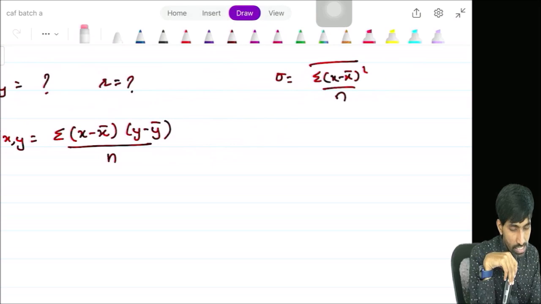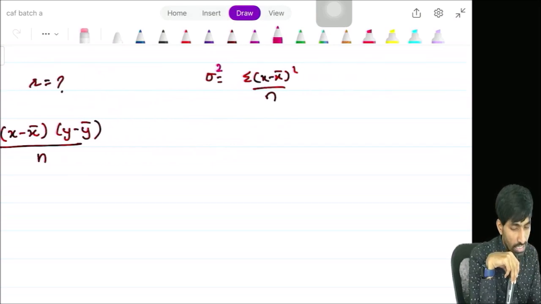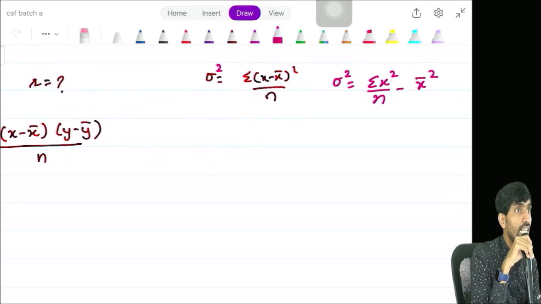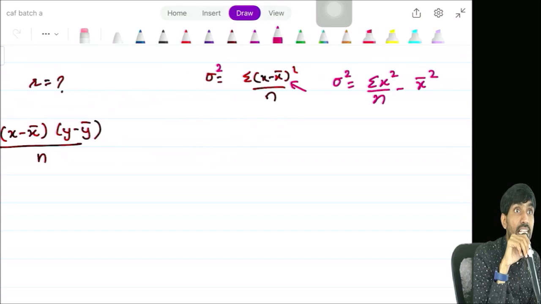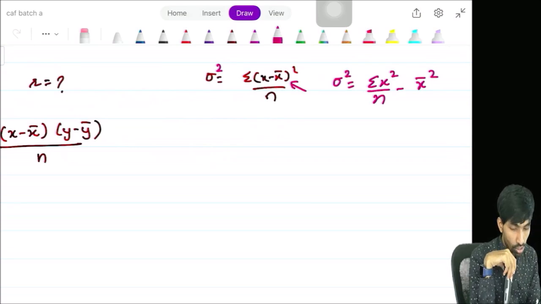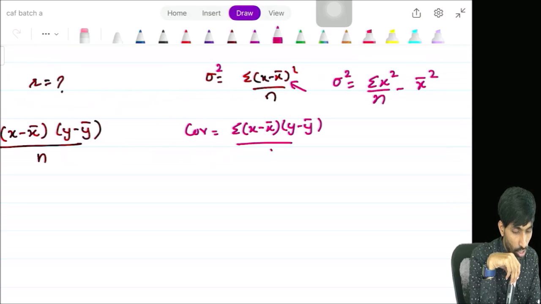Let's talk about variance because we are more interested in covariance. So this is variance. Another formula was what? Summation x square upon n minus x bar square. Here it was movement between x and x. Now, the covariance formula was what? Summation x minus x bar into y minus y bar upon n.